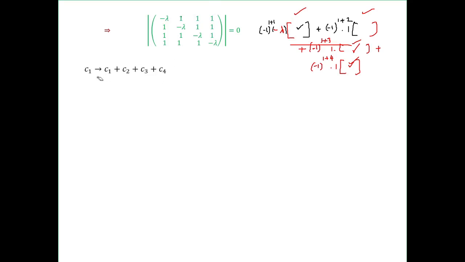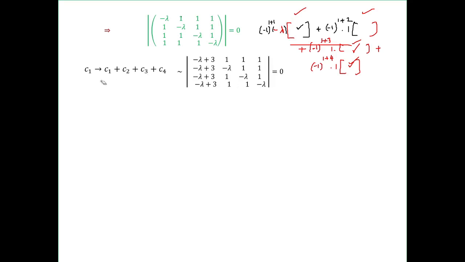Look at, I want to modify the first column as C1 plus C2 plus C3 plus C4. So if I modify the columns like this, the determinant cannot change. You look at the properties of determinant, and again the same story for the row operations also, the determinant does not change. But if you interchange the rows, the determinant will be changed. But if you do this kind of operations, the determinant will not change.